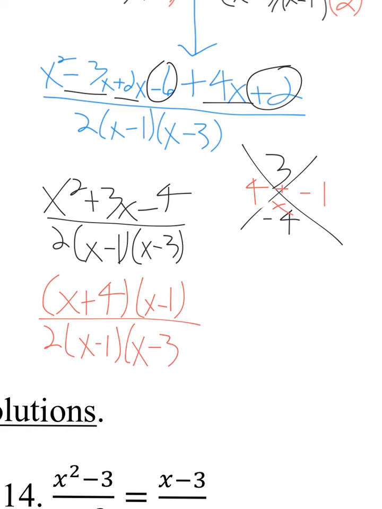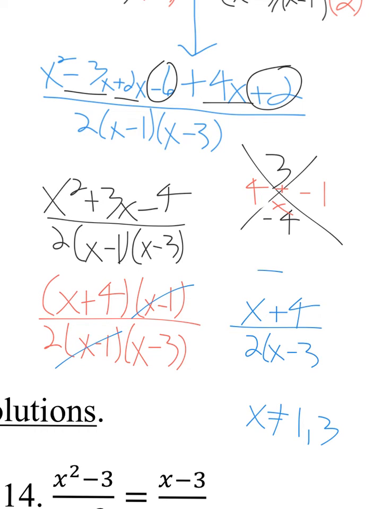So now I see something's going to cancel, but I need to write what x can't equal, and that's going to be positive 1 and positive 3 right here and here. All right, so you want to do that before you cancel stuff out so you don't forget to leave something out. But the final answer will be x plus 4 over 2 times x minus 3, where x can't equal 1 or 3. Okay, so that's that one.